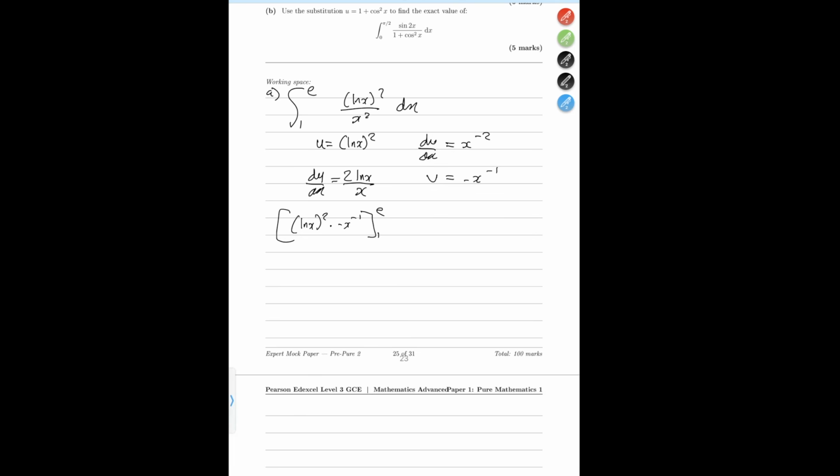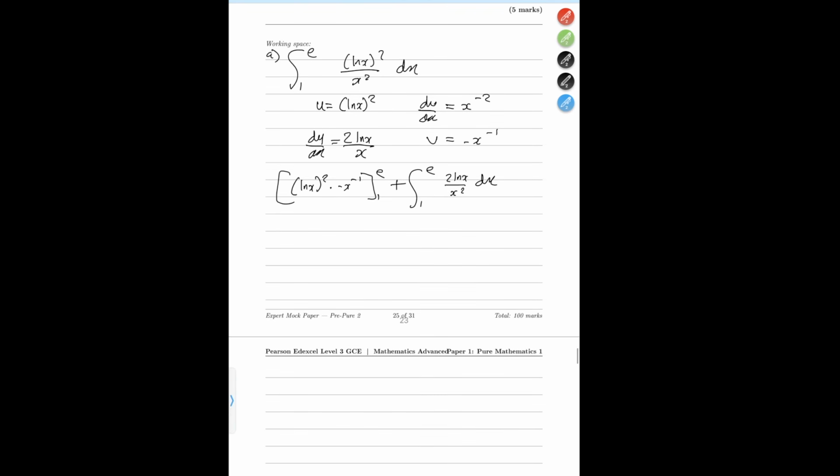e, minus the integral from 1 to e of 2 ln x over x squared. We've got a minus here, so I'm going to shift that to the outside to get a plus: plus the integral of 2 ln x over x squared with respect to x. So integrate by parts again. And we will now use, again, u equals ln x.